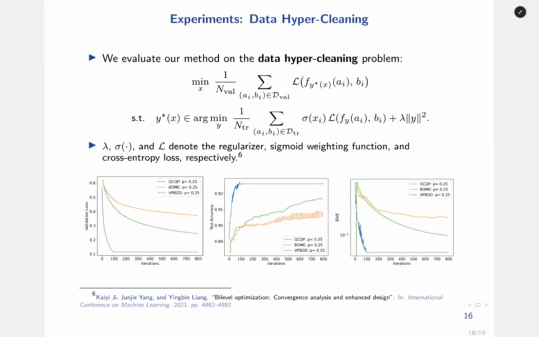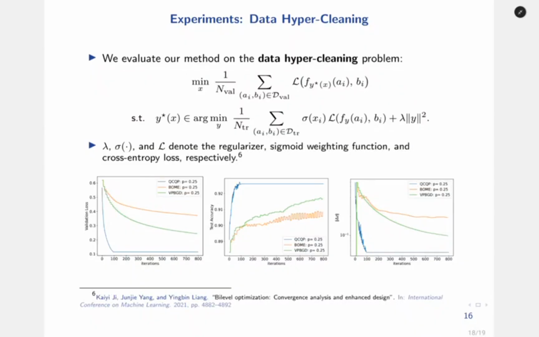The lower level trains the model using weighted cross-entropy loss, where the weights are obtained by applying a sigmoid function to the hyperparameter vector x. A quadratic regularizer is also applied to the model parameters to prevent overfitting. This setup reflects a realistic and challenging bilevel learning scenario because the lower level optimization corresponds to full neural network training and the upper level adjusts sample weights indirectly through y star of x.